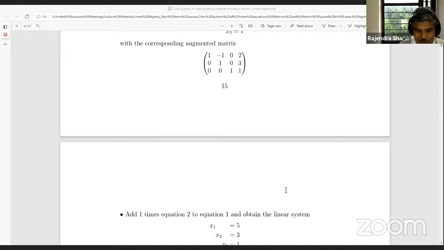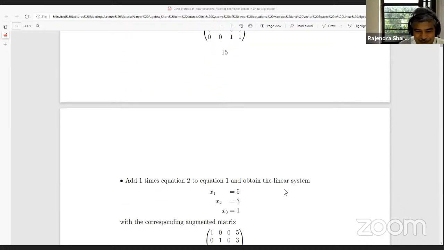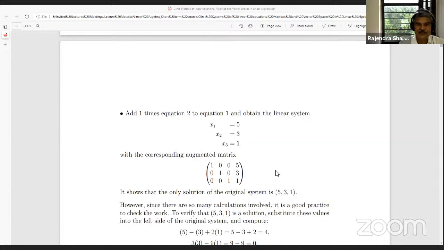Good, very beautiful. Do you still want to make it beautiful, or do you want to solve this system? So you can solve this system, and as a solution, you will have x1 is 5, x2 is 3, x3 is 1. And the corresponding augmented matrix of this final system is 1, 0, 0, 5, 0, 1, 0, 3, 0, 0, 1, 1. And just the look itself tells me that the solution is already there.